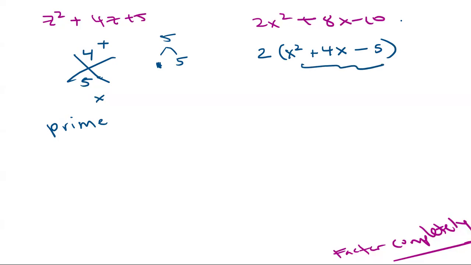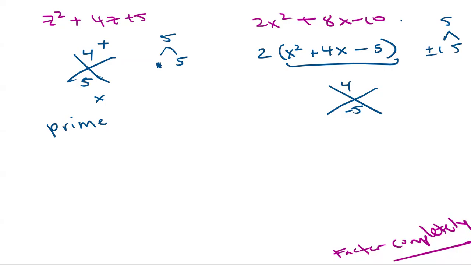Now, can we factor this trinomial? Again, I'm going to do my little cross method. I want the 4 and then the negative 5. We're just focusing on this. We need the factors of 5. Again, that's just going to be 1 and 5. But there's a positive and a negative, so I need to consider the positive and negative for each of those factors.